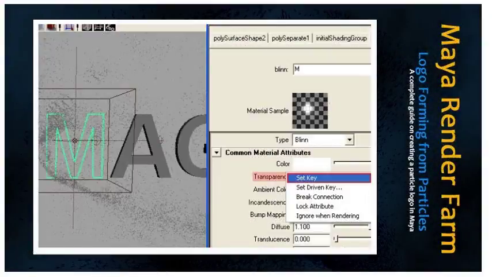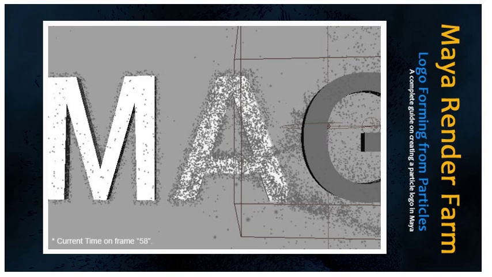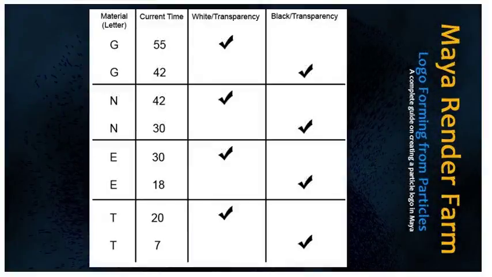Go to frame 66 and set a key for the M material transparency with the color set to white or 0. Then go to frame 64 and set another key with the color set to black or 1. Assign the A material for the second letter. Then go to frame 54 and set a key for the transparency with the color set to white or 0. Then go to frame 52 and set another key with the color set to black or 1. Repeat these steps for the rest of the letters simply by using the following chart.